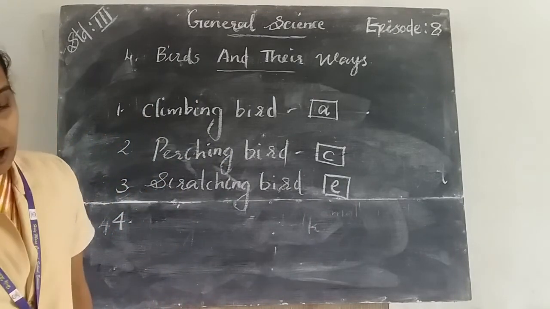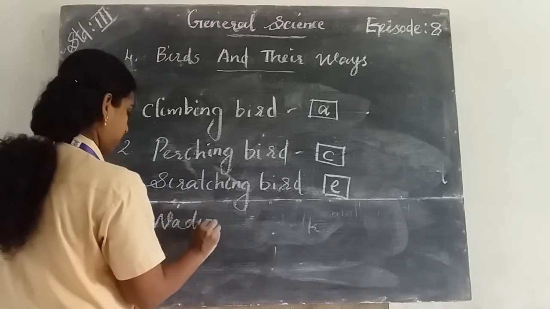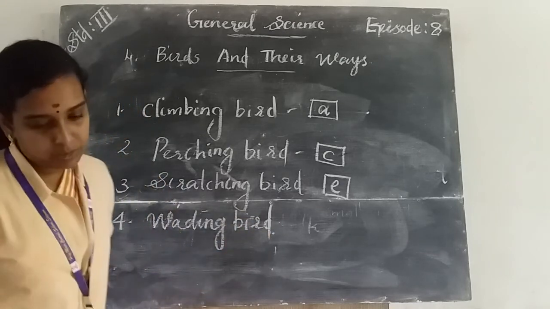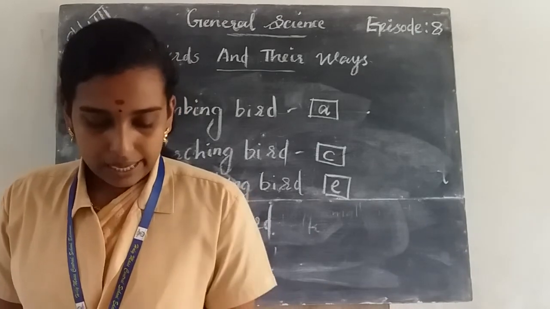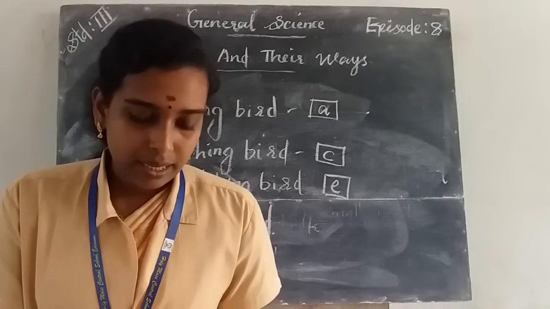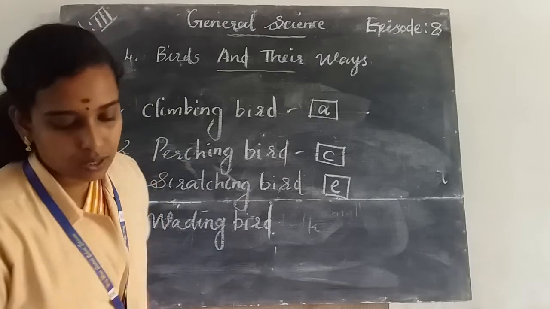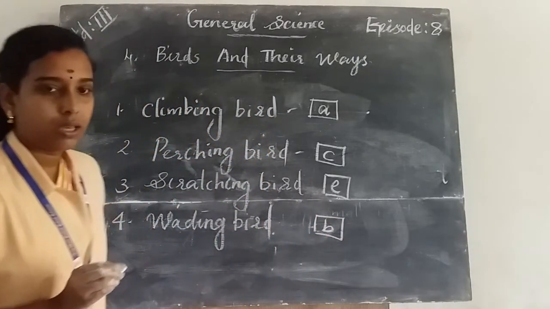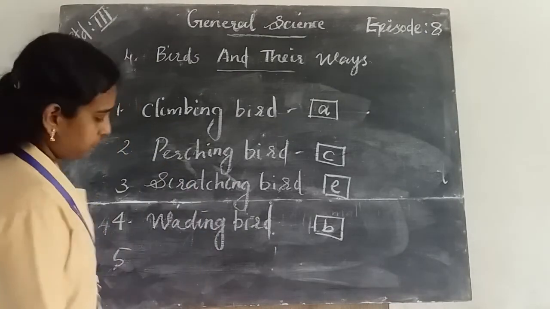And fourth question, wading bird. Of the following pictures, which is the wading bird? There is option B. Wading birds have long and thin legs. So the crane is an example of wading bird. So option B, right? B.